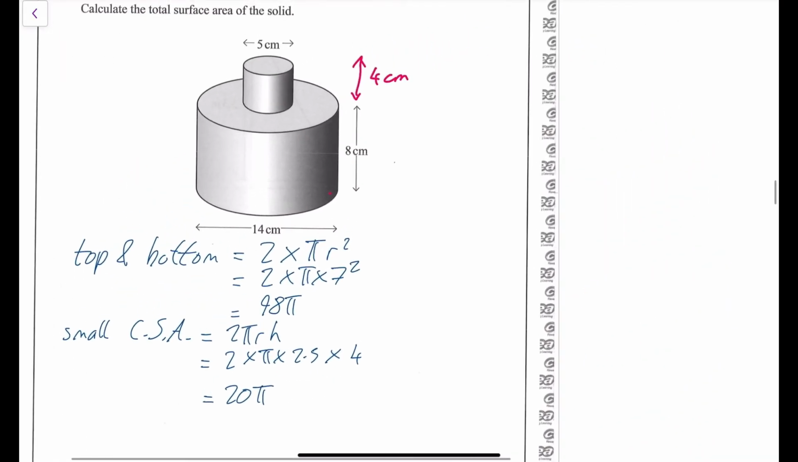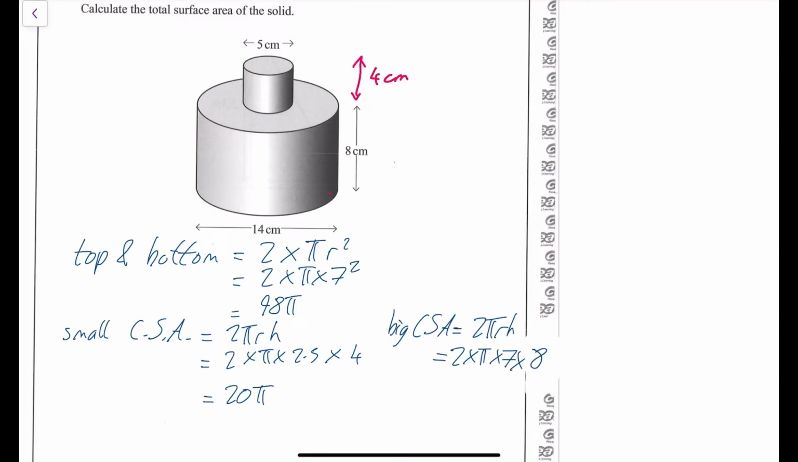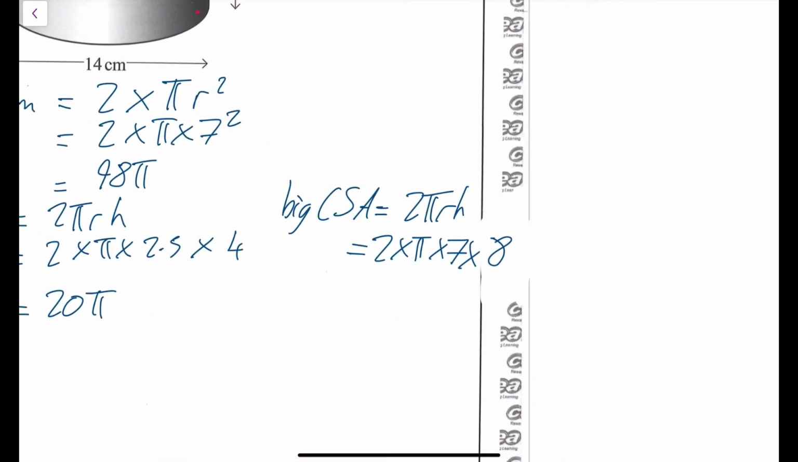And same idea. The big curved surface area would be, again, 2 pi r h. But in this case, it's 2 times pi times my r, which is 7, times my h, which is 8. So that's 2 times 7 times 8 pi, which is 112 pi.